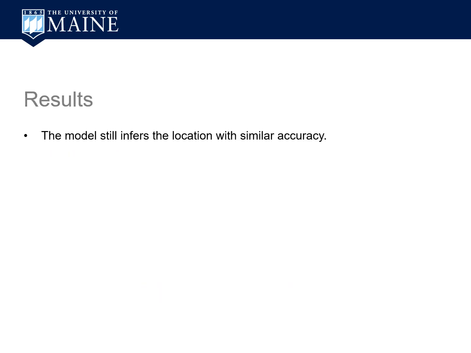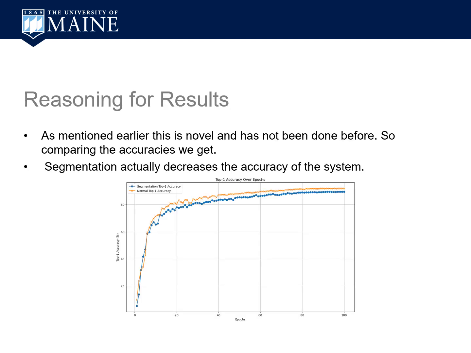So the results are in, and the model still infers the location with similar accuracy. So this warrants further investigation about why it's happening. Why is this happening even when we are providing extra information and destructive information? It still fails. So the reasoning for the results is, as mentioned earlier, this is novel and has not been done before.